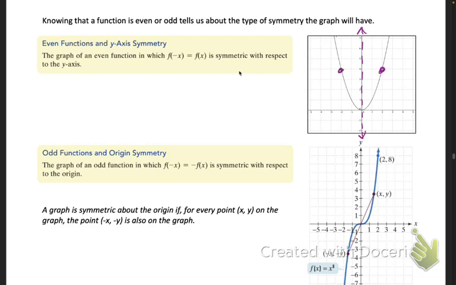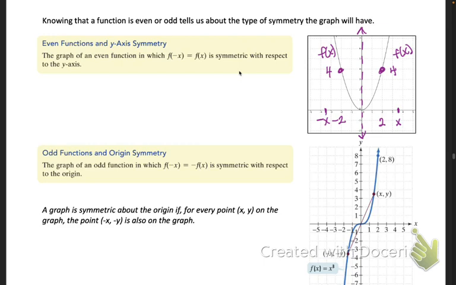And look at what happens. I have positive 2 and I get 4. And when I plug in negative 2, I also get 4. If I choose an x, I'm going to get an f of x. And if I choose a negative x, I'm also going to get an f of x because it's going to be the same on either side. So that's why the test works the way it does.